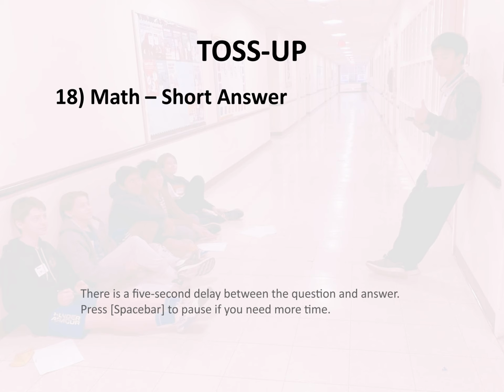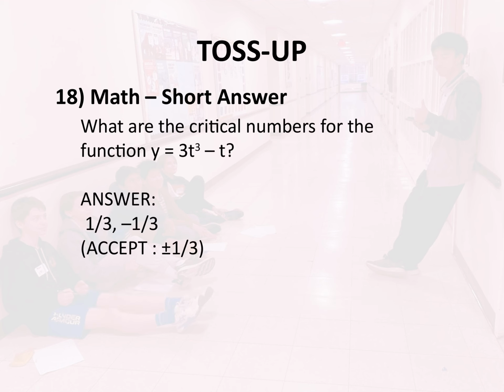Toss-up 18. Math, short answer. What are the critical numbers for the function y equals 3t cubed minus t? Answer: 1 over 3, negative 1 over 3.